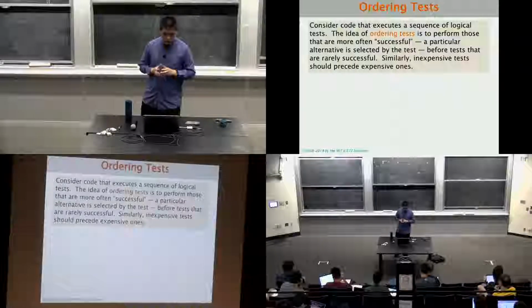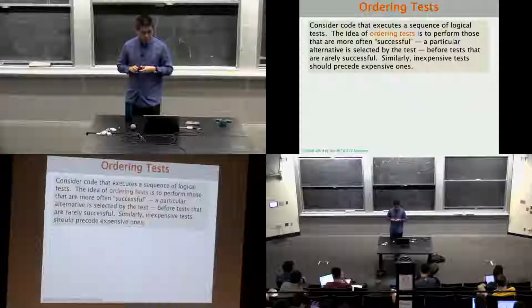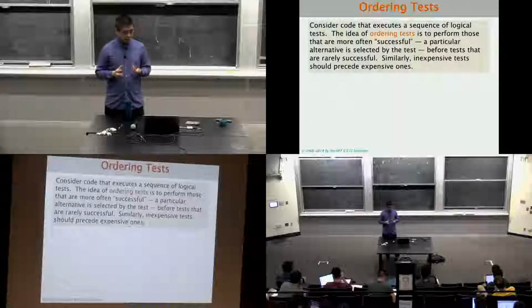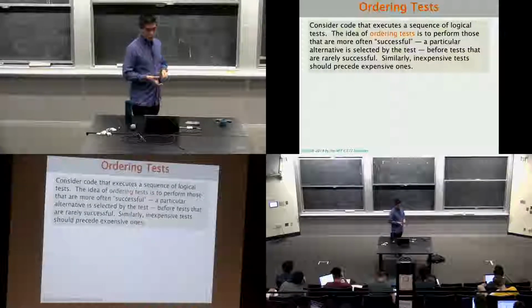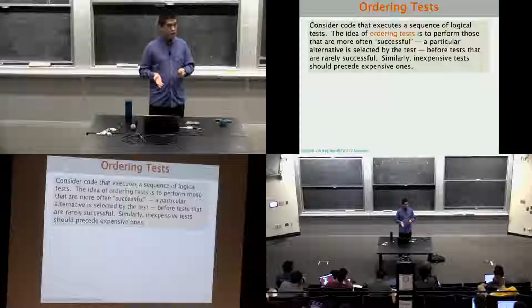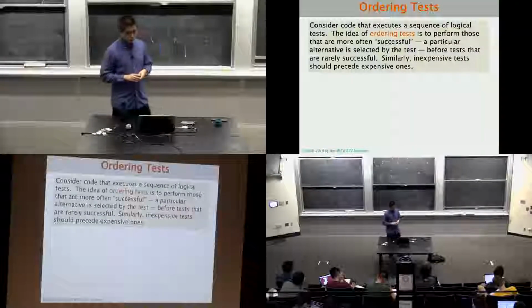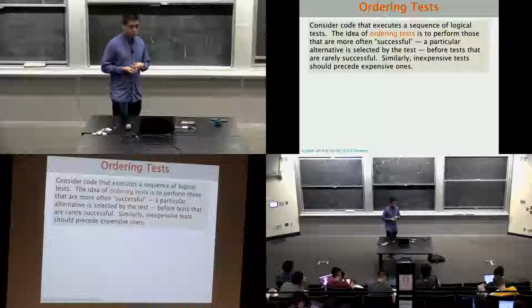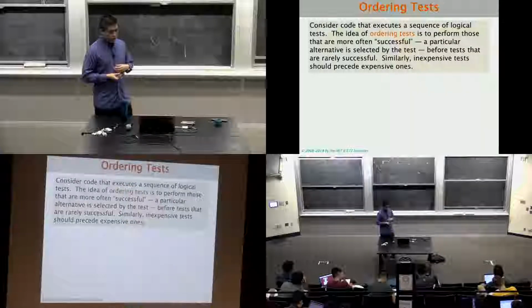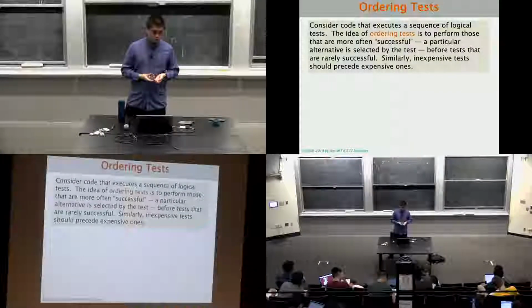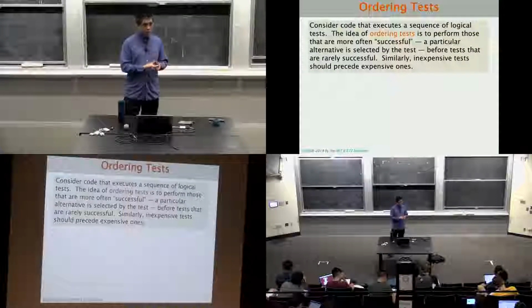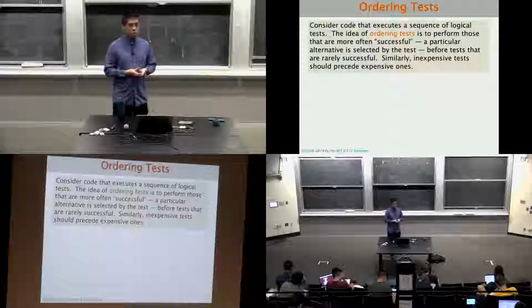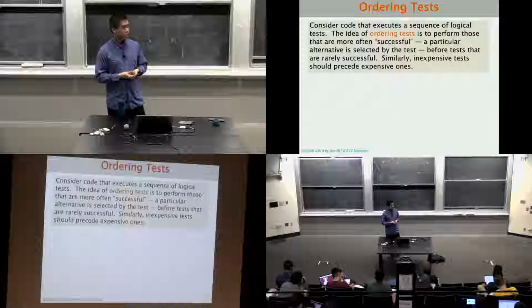Okay, a related idea is to order tests such that the tests that are more often successful are earlier, and the ones that are less frequently successful are later in the order, because you want to take advantage of short circuiting. And similarly, inexpensive tests should precede expensive tests, because if you do the inexpensive test and your test short circuits, then you don't have to do the more expensive test.